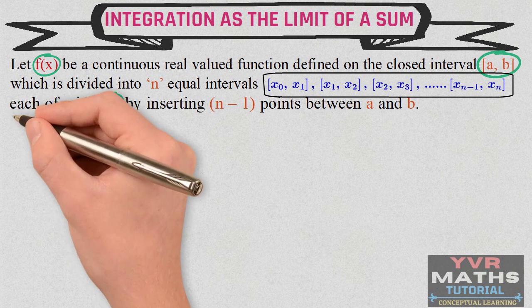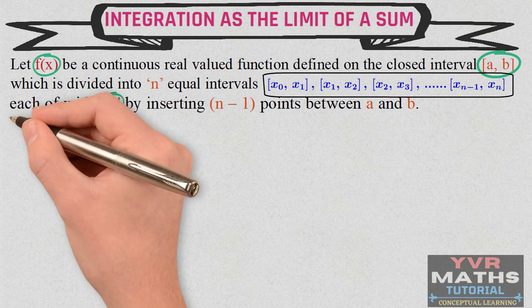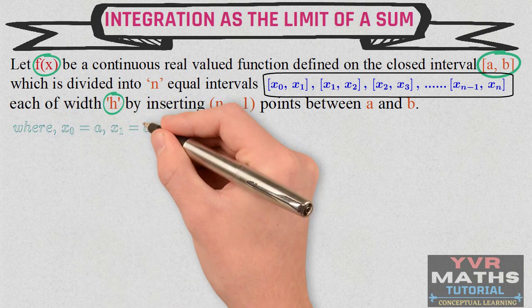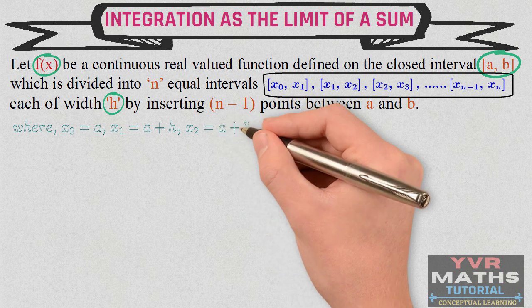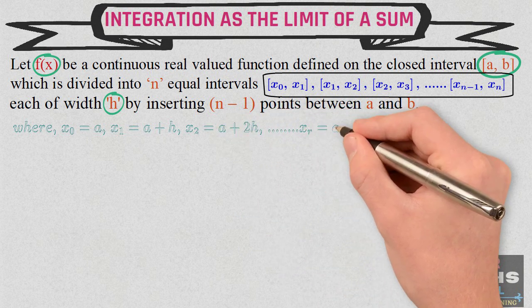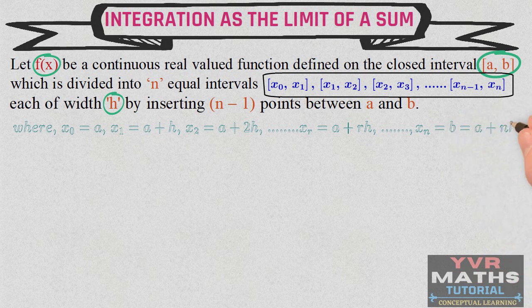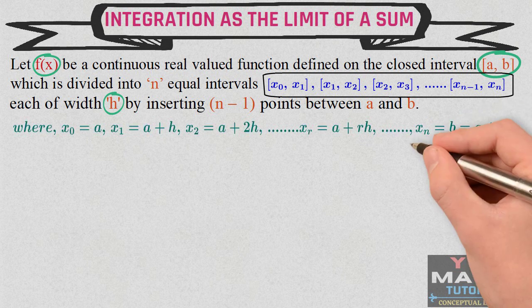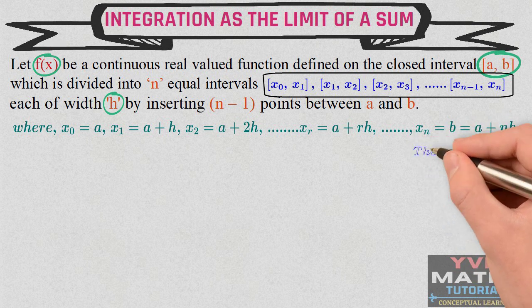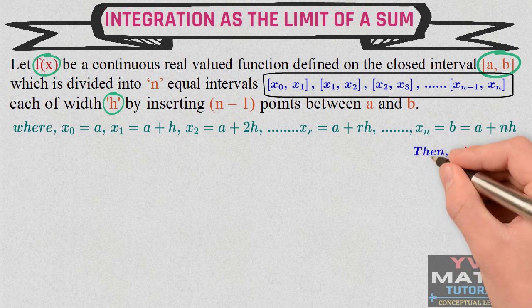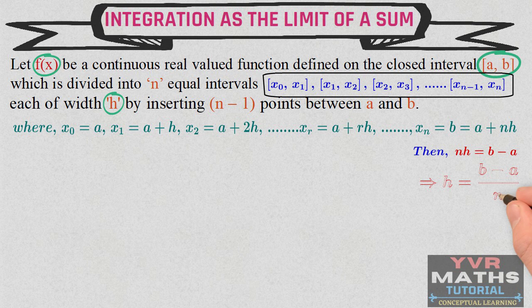So here x0 is equal to a, x1 is equal to a plus h, x2 is equal to a plus 2h, and so on, xr is equal to a plus rh, and so on, xn is equal to b, which is nothing but a plus nh. So from this last term, nh can be written as b minus a. From this, what can you write for the h value? h is equal to b minus a by n.